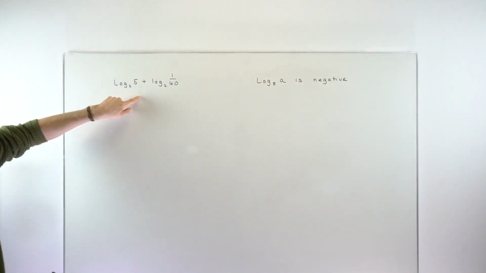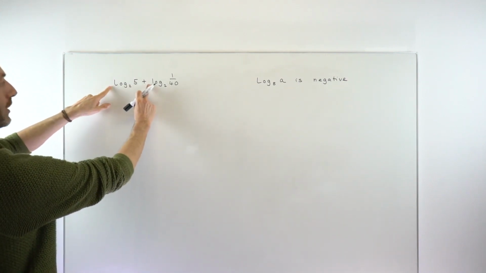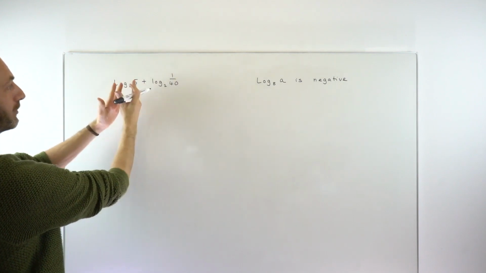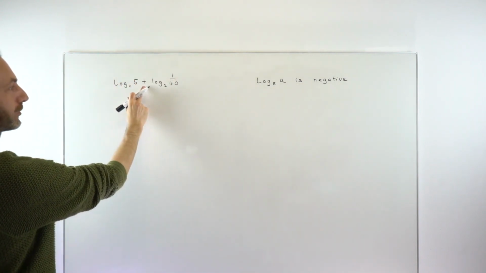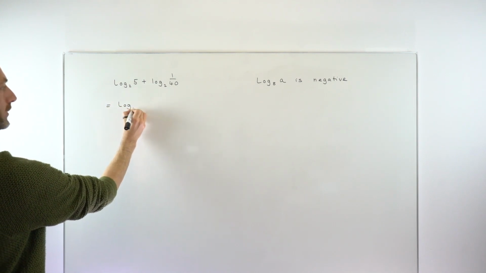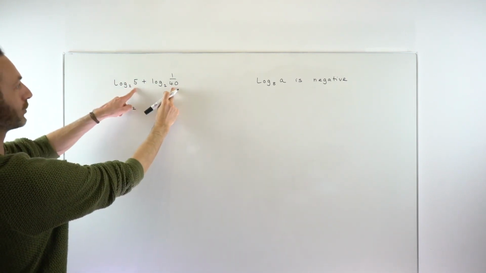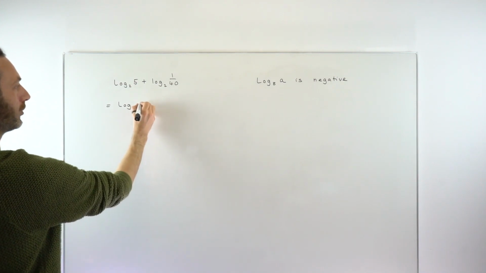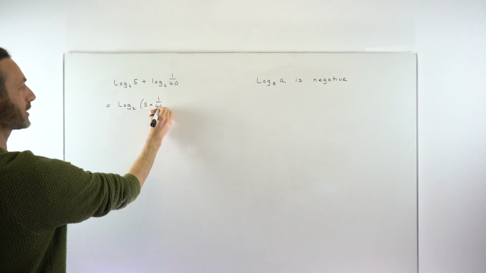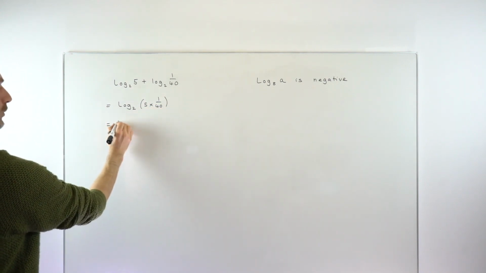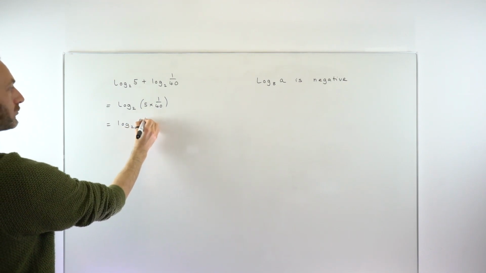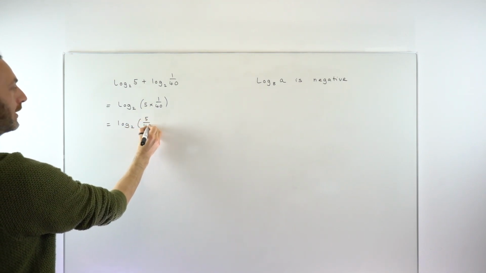Looking at the first one, question 7, part A, there are no numbers in front of our logs. If there were, then we would have to deal with those before we combine the logs. We can just combine them based on the plus in the middle. So this is going to become log to base 2. Because of the plus, we're going to multiply these two things together. So it's log base 2 of 5 times 1 over 40. We can just start working on the 5 times 1 over 40 to simplify. So that's literally going to become 5 over 40 like that.